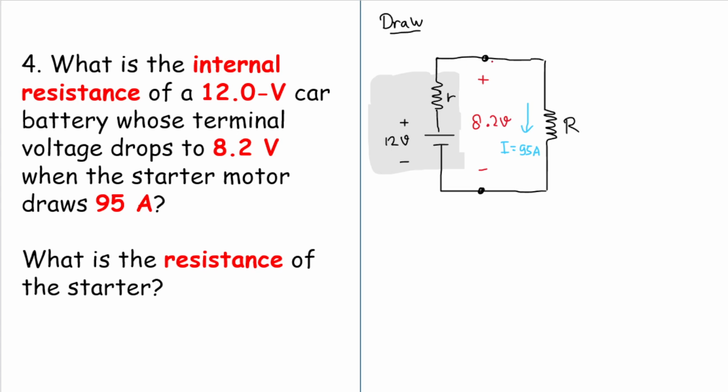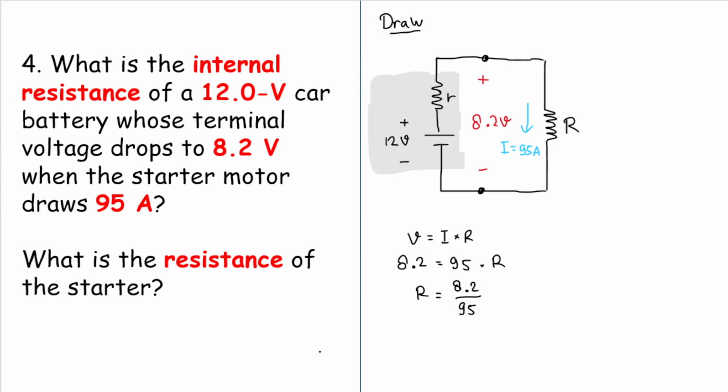However, if you see here, this is in parallel, right? So we can also use this value here to calculate this R here. So how to do that? Let's use Ohm's law. We will have V is equal to I times R. The R here is only this one. So we have 8.2 is equal to 95 multiplied by R, and then R is equal to 8.2 divided by 95.